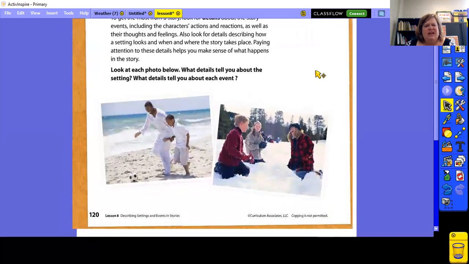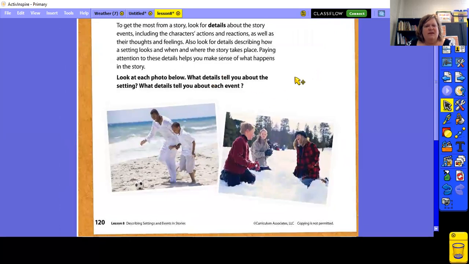So now I want you to look at the photos below. And I'm going to give you a second to tell me what details you see about the setting. Now, of course, you can't tell me out loud, so I just want you to think about it. But what are some details that you see about the setting, and what details can you tell about each event?